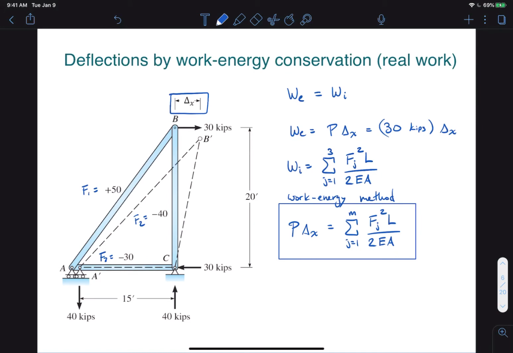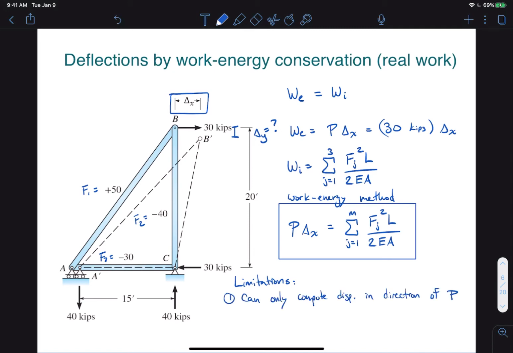And we won't actually use this method very much at all because it's got some pretty strict limitations, okay? And this will actually motivate why we use the virtual work method instead. So first of all, as you can see, we can only compute delta in the direction of the force that is applied. But B also moves down by delta y here, which we do not know and cannot solve using this method.